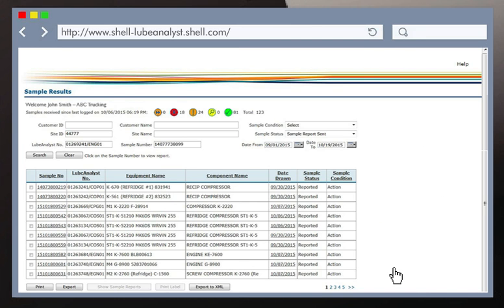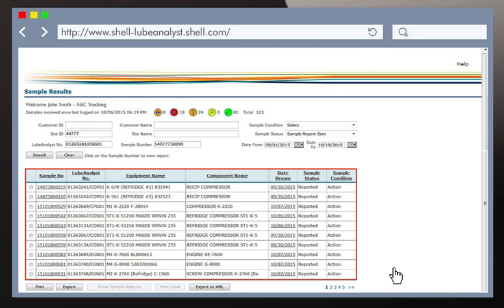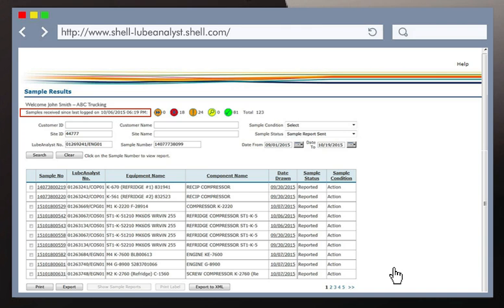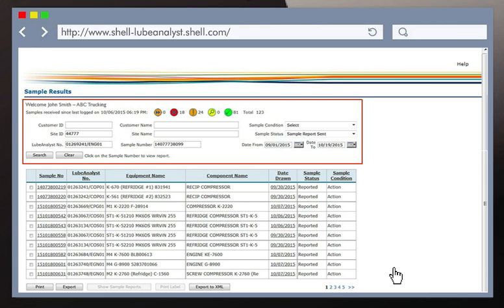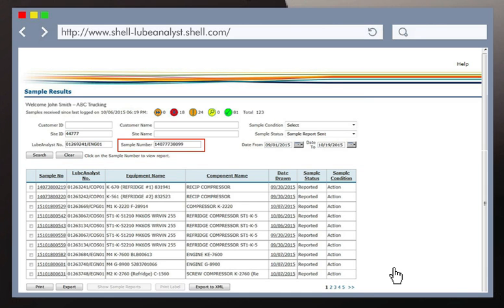The home page displays and shows all new sample results since your last login. The menu options on the left offer several ways to find your samples. Shortcut icons will help you find what you're looking for quickly. You can use the Sample Management search option by entering your sample number or Shell LubeAnalyst number. You can also search all samples by date range.